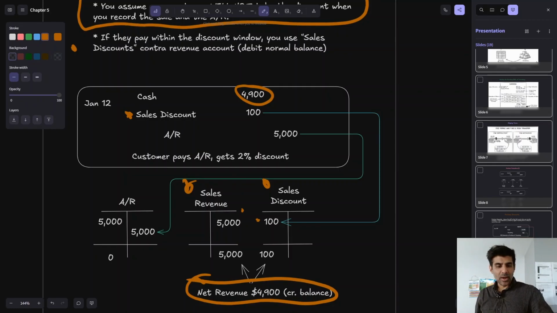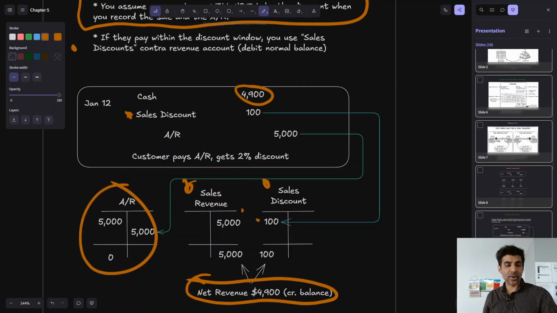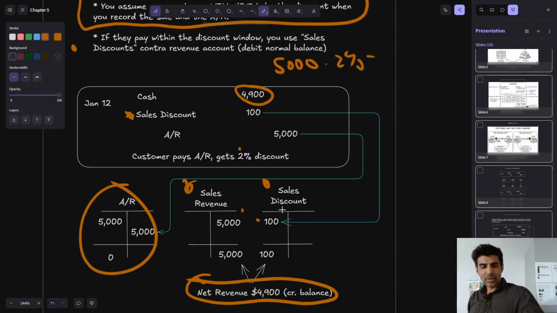Your accounts receivable needs to go to 0. Again, this is the case where your customer took the discount. You offered them a discount. They're going to avail themselves of it and not give you the full amount that the sale was for. Again, they're going to get a 2% discount. So 5,000 times 2% is equal to $100. That's where this is coming from.